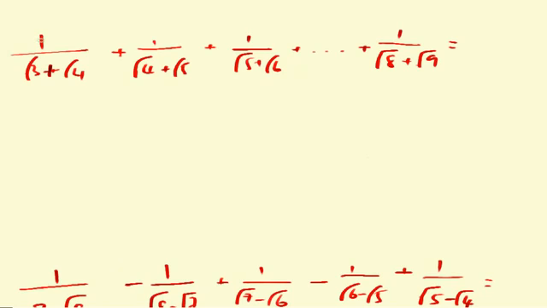Friends, this problem is given: 1 by root 3 plus root 4, 1 by root 4 plus root 5, 1 by root 5 plus root 6, and so on. Do you remember this kind of problem from earlier? I am reminding you: 1 by 3 into 1 by 5 plus 1 by 5 into 7 plus so on plus 1 by 19 into 21.